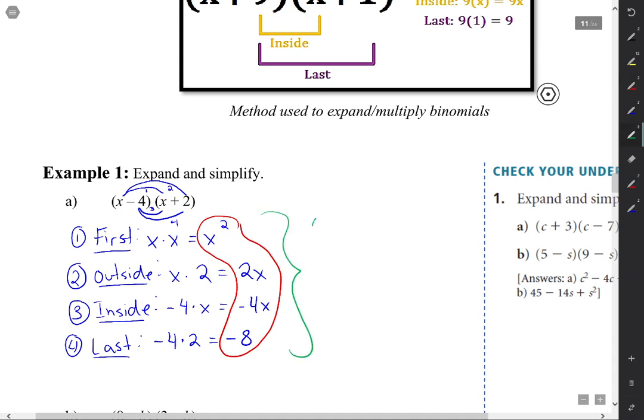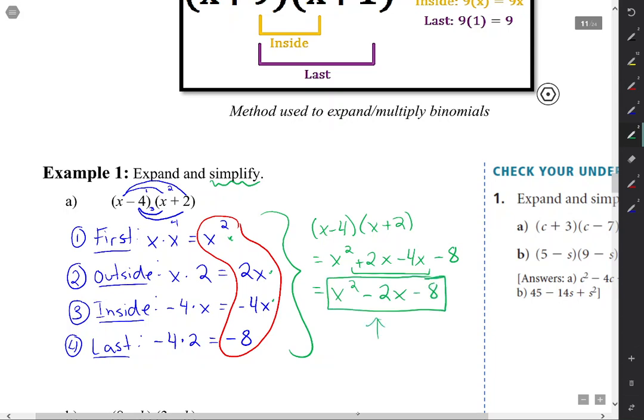In other words, we can say that x minus 4 times x plus 2 is equal to x squared, that's this one over here, plus 2x minus 4x minus 8. And make sure you simplify this by combining like terms. So you'll notice that these two right here are like terms. So let's combine those together. So we would have x squared, and then we have 2x minus 4x. Well, that leaves us with minus 2x and then minus 8. This is the answer to multiplying those two binomials together. And we did so using the FOIL method.